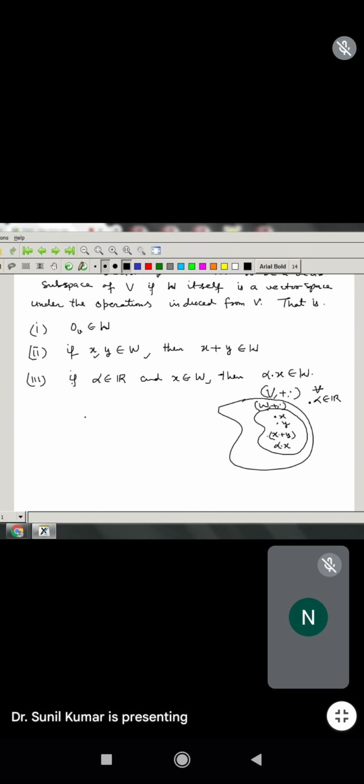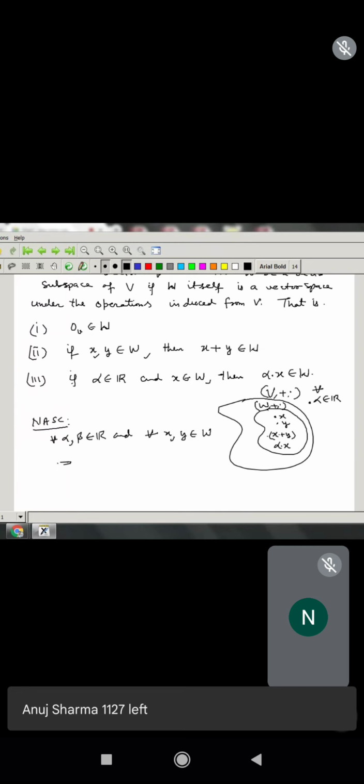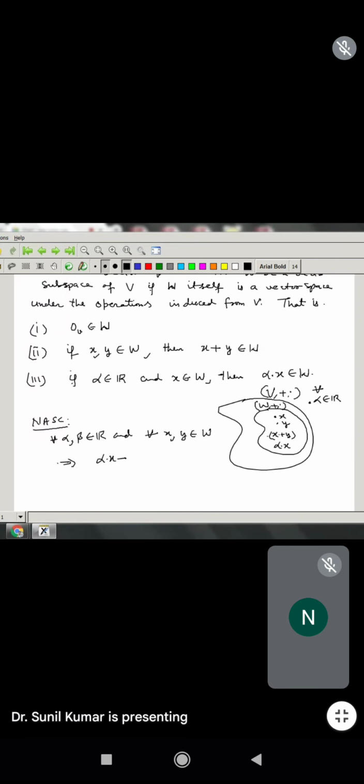So the necessary and sufficient condition for a subset to be a subspace is that for any alpha, beta in the field, let it be R, and given any x, y in W, this implies that alpha dot x plus beta dot y also belongs to W. So this is the necessary and sufficient condition.